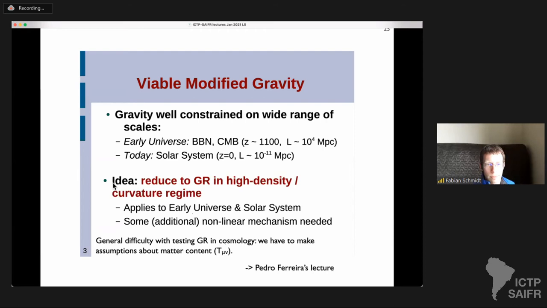So the idea is actually to reduce to GR in the high density or high curvature regime, and that solves both problems, because both of these are high curvature regions relative to the background universe today. One further problem we have is, if we test gravity in the solar system, we have a pretty good idea that the mass is concentrated in the sun, and that makes the metric fairly simple. It has to be some spherically symmetric metric. But in cosmology, we don't really know what T_mu nu is, right? I mean, we're introducing this dark matter. We're introducing maybe lambda. We don't really know what T_mu nu is. So it's kind of tricky to disentangle the effect of gravity from changes to T_mu nu.